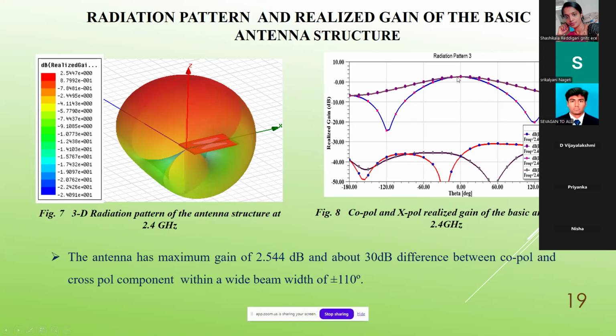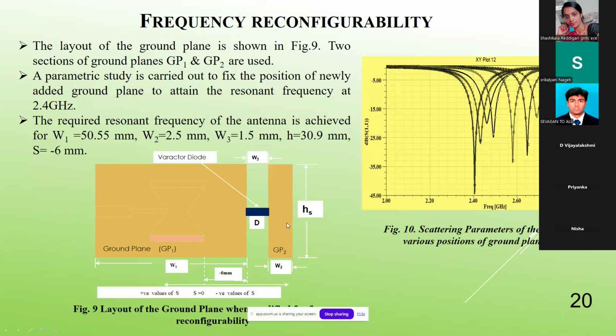And if you consider from center to both the sides, you can see the beam width is plus or minus 110 degrees. And here it is shown for different values of theta and phi. Legends are given.